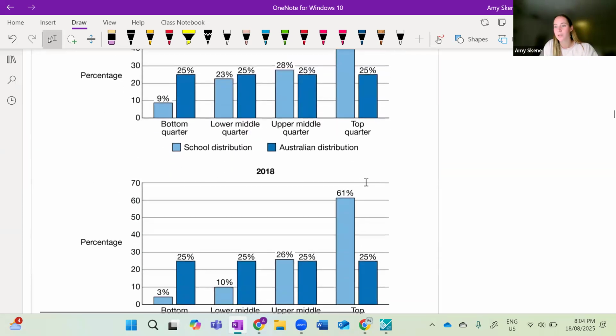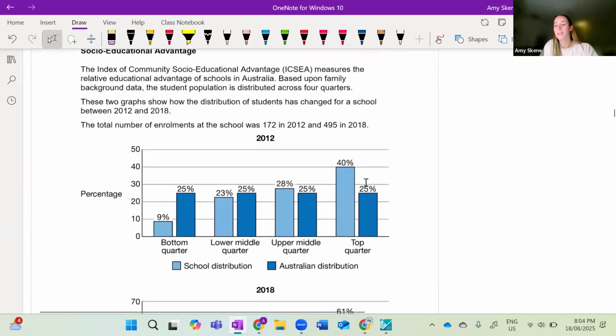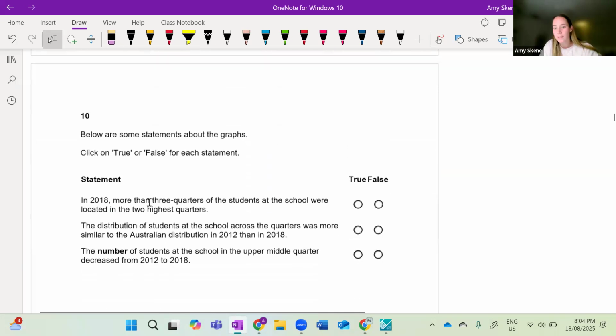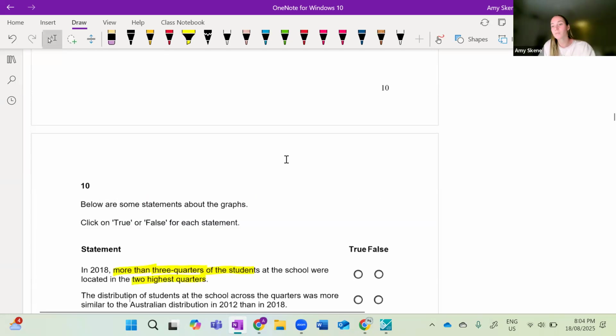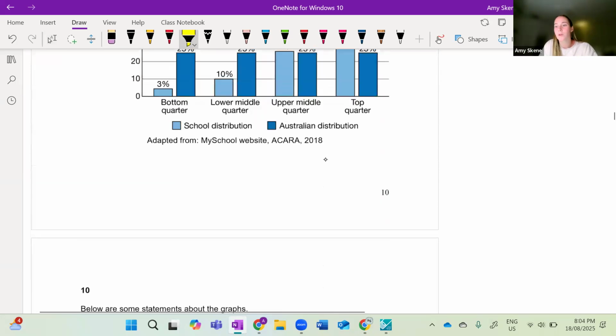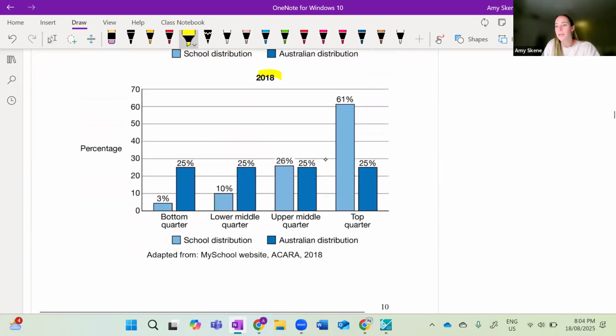Socio-educational advantage. Let's look. This is pretty wordy, so when anything's pretty wordy, I'll just go straight to the questions and scan for the answers. In 2018, more than 3/4 of the students at the school were located in the 2 highest quarters. All right, so also just a bit wordy. More than 3/4 of the students, and we're looking for the 2 highest quarters, and also 2018, because there are 2 graphs. So this one here is 2018. We're looking for the 2 highest quarters we've got here, and more than 3/4.